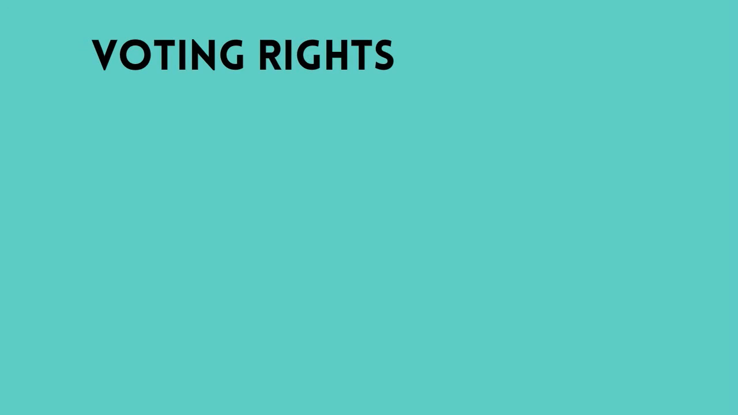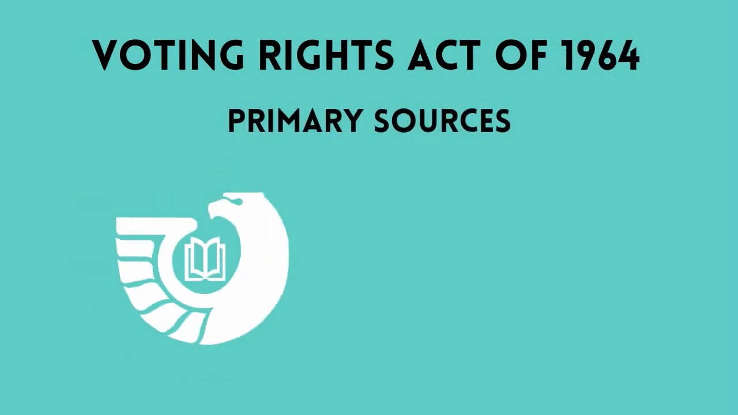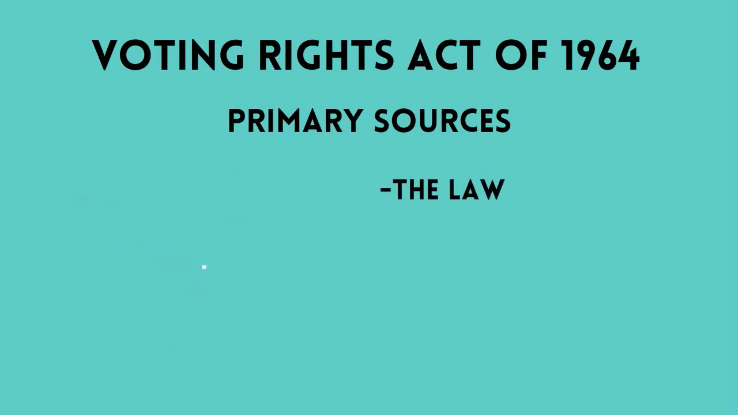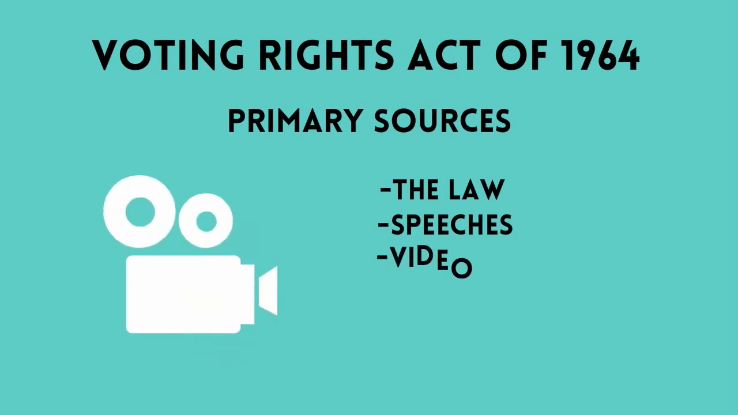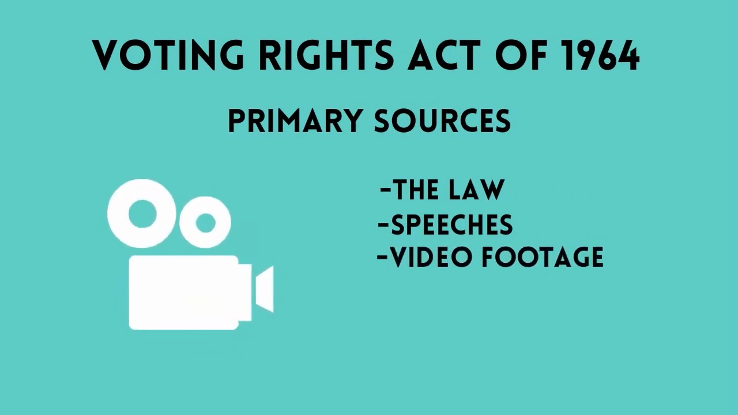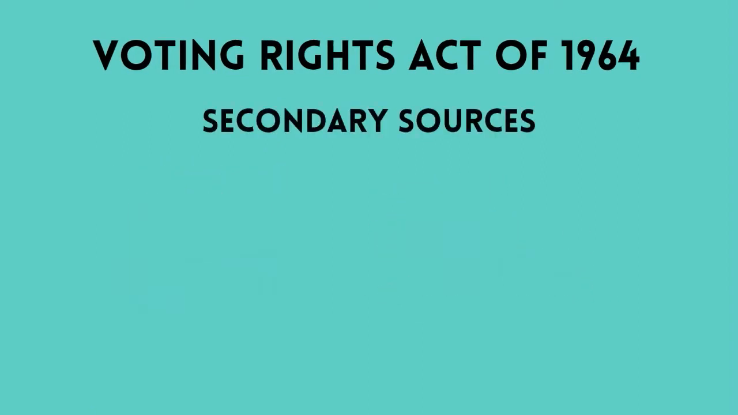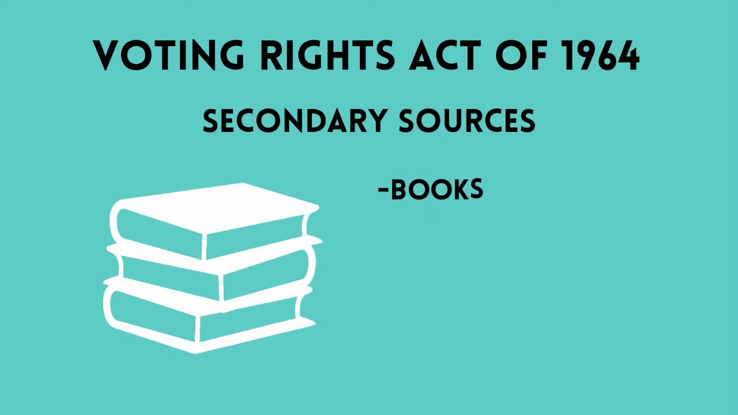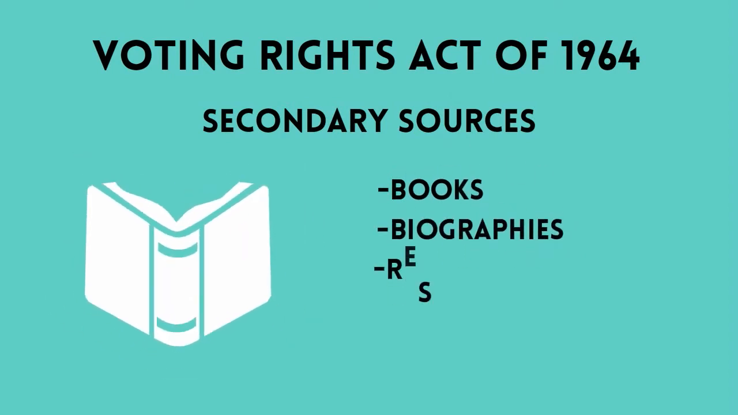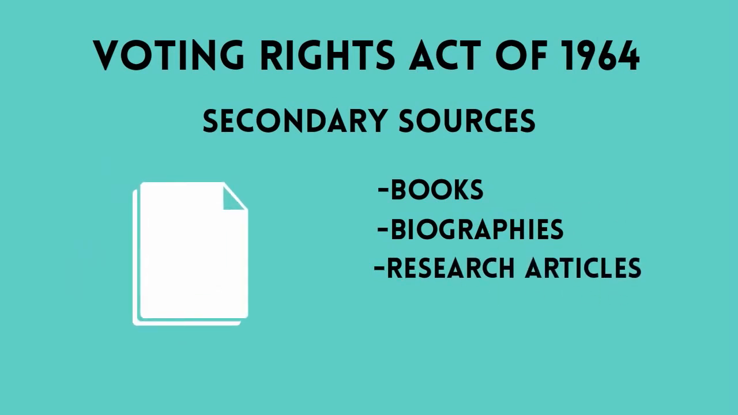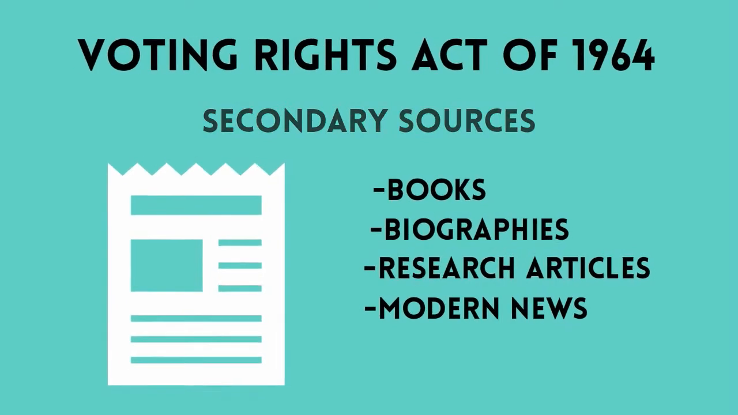You are researching the Voting Rights Act of 1964. Primary sources would include the law itself as well as earlier drafts, speeches given by civil rights activists, video documentary footage of civil rights demonstrations, and newspaper articles from the time period. Secondary sources include books about the civil rights movement, biographies of various civil rights activists, research articles on the history of the Voting Rights Act, and modern newspaper articles commemorating the act.